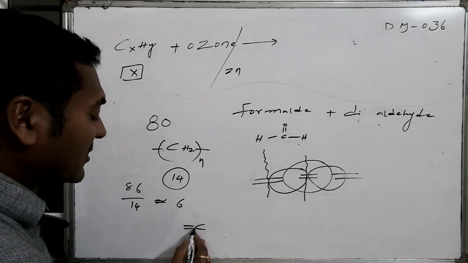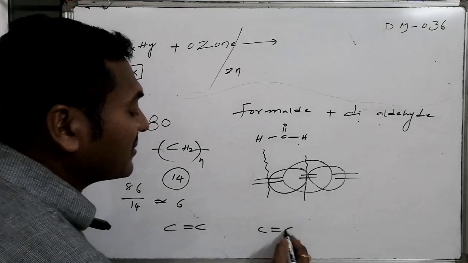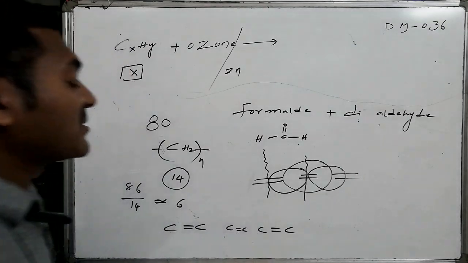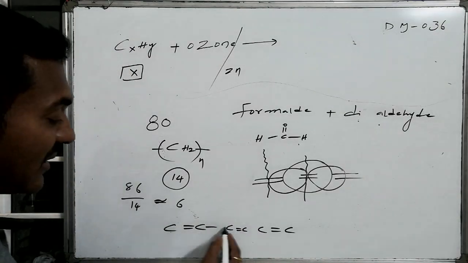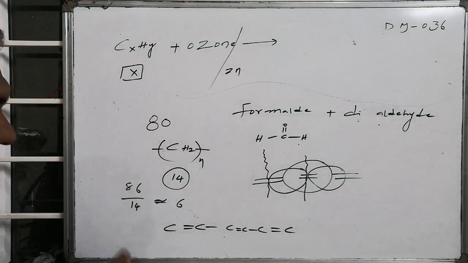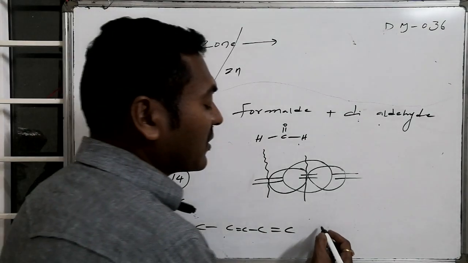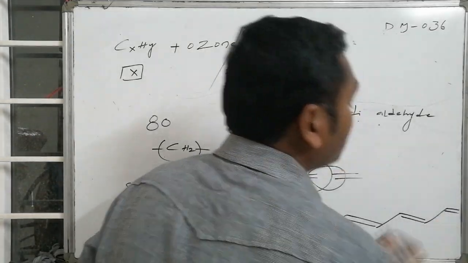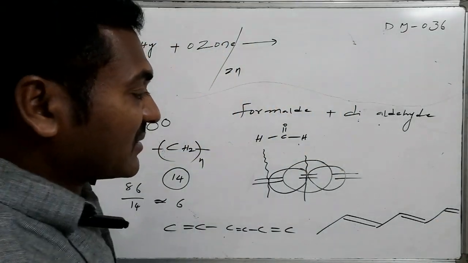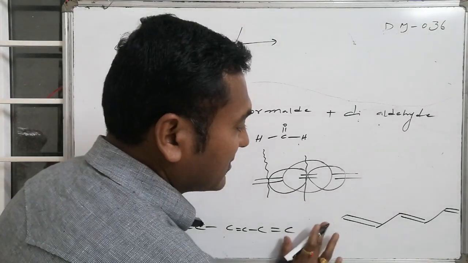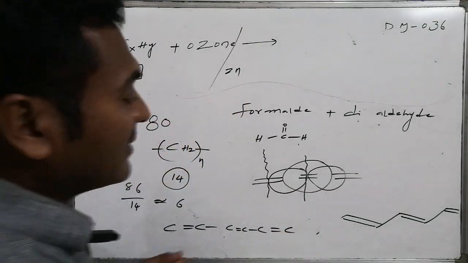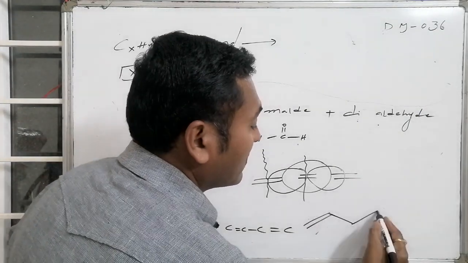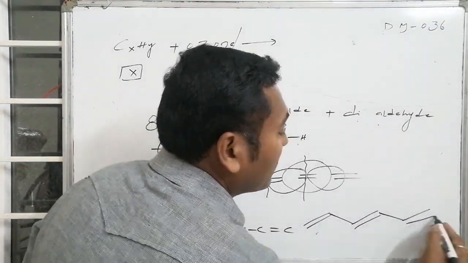Out of 6 carbon atoms, I have to write one at the terminal and another at the terminal, and a double bond in the middle. It has to maintain symmetry, so there won't be any other substitutions. If I write in zigzag format, it appears nice. So this might be the structure. I will write once again in zigzag format: 1, 2, 3, 4, 5 and 6.